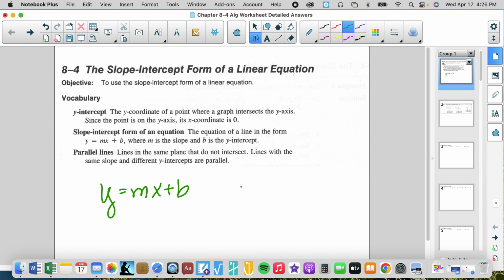of those variables represent. M is the slope. That represents the slope of the line. It's the rate of change. It's the rise over run from one point to the next.